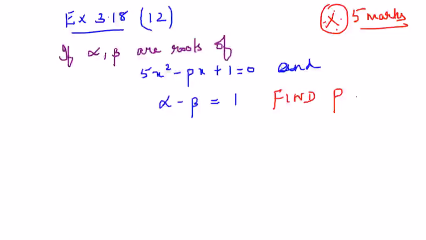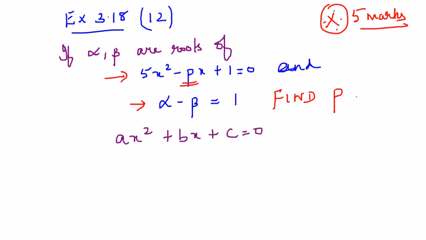Exercise 3.18, or the 12th sum, the last sum in this exercise, is a 5-mark question. Here they say that alpha and beta are roots of the given quadratic equation, and they're also giving that alpha minus beta is equal to 1. You have to find out p. So the given quadratic equation you can straight away write is of the form ax squared plus bx plus c is equal to 0.